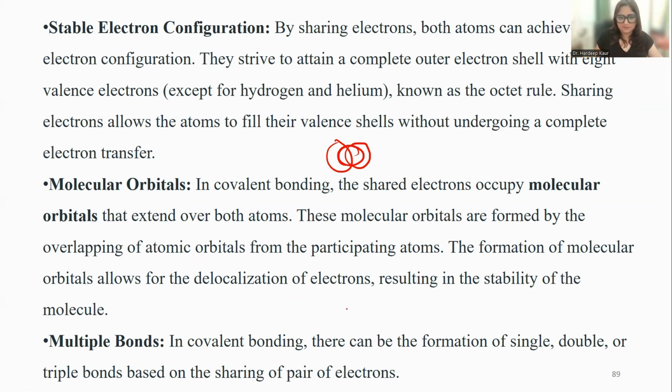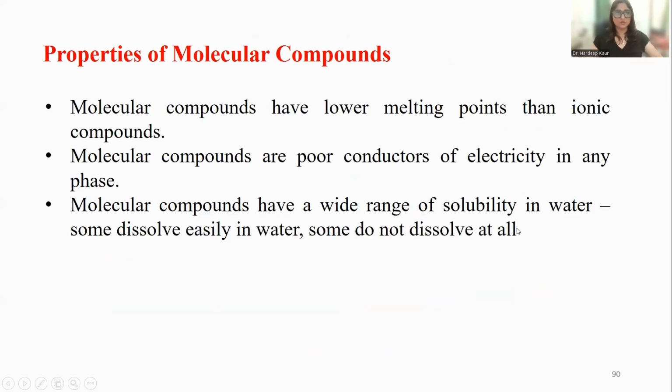Like if I take one example, in O2 there will be a double bond, one sigma and one pi. In the N2 molecule, or in H2, H2 has a single bond, but in N2 we have a triple bond, two pi and one sigma. So this can only be done in covalent bonding.